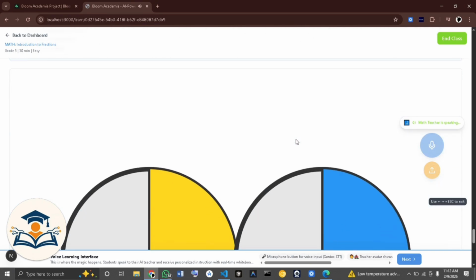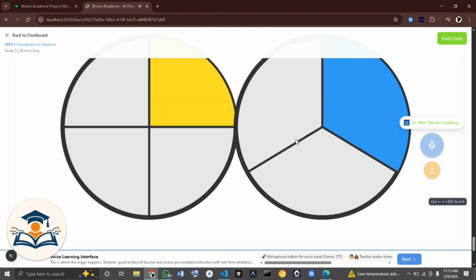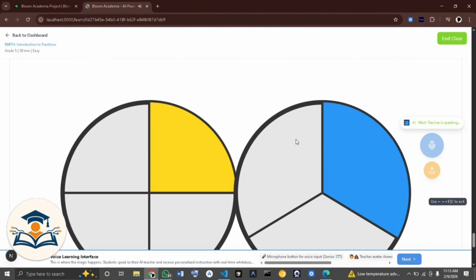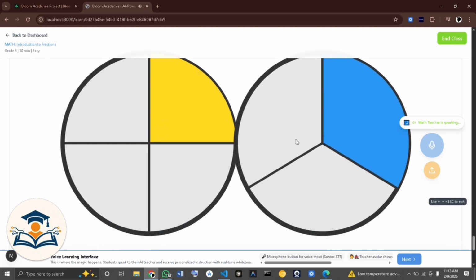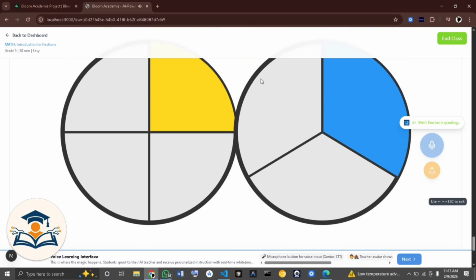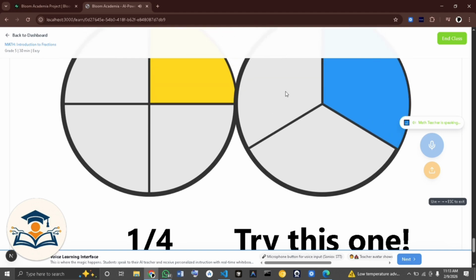In the diagram on the board, you can see the circle is split into four equal pieces. Since only one of those pieces is shaded yellow, our fraction is 1 over 4. The bottom number, 4, tells us there are 4 parts in the whole. The top number, 1, tells us we are counting that one yellow part. To make sure you've got the hang of it, look at the second circle I've drawn. It is split into 3 pieces and one is blue. What fraction would you write for that one?